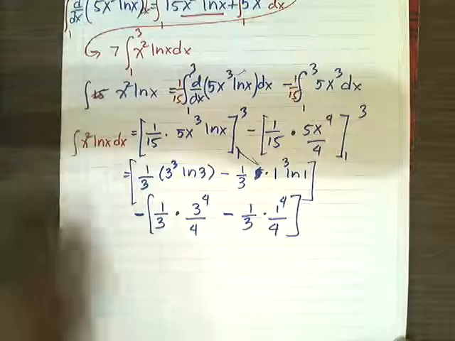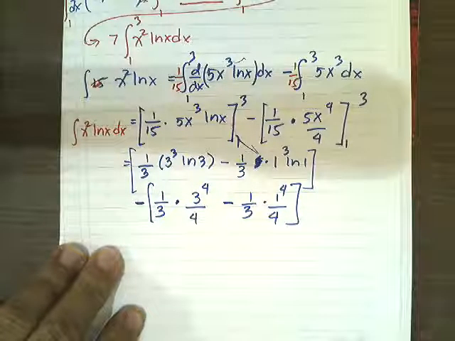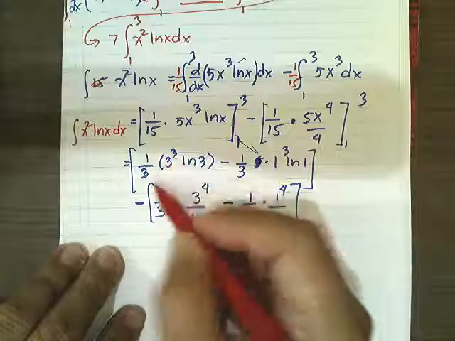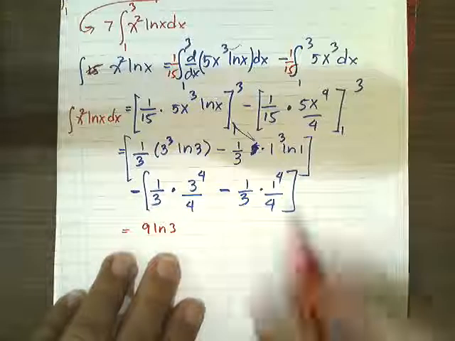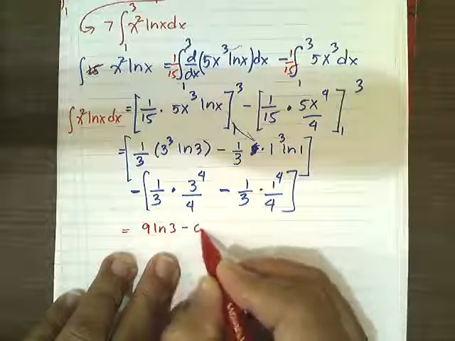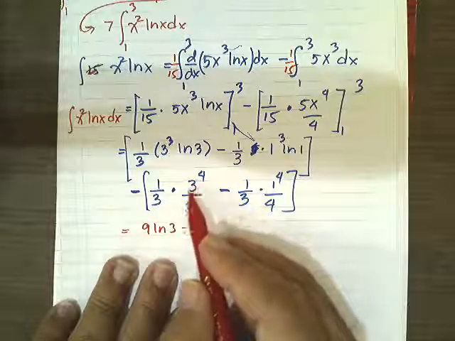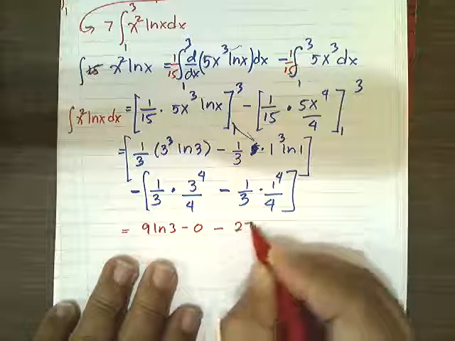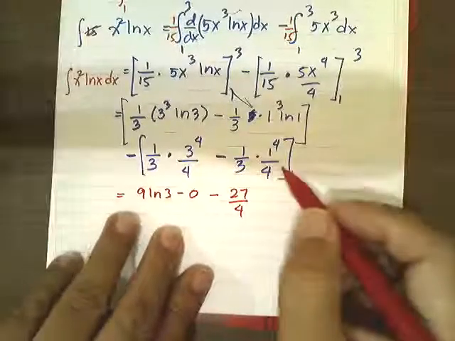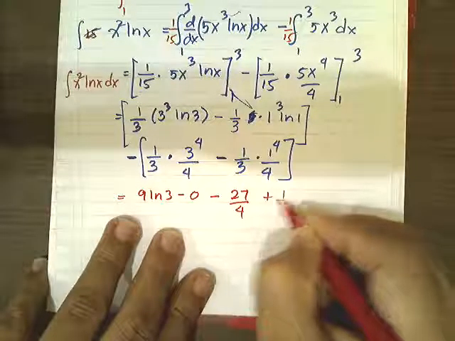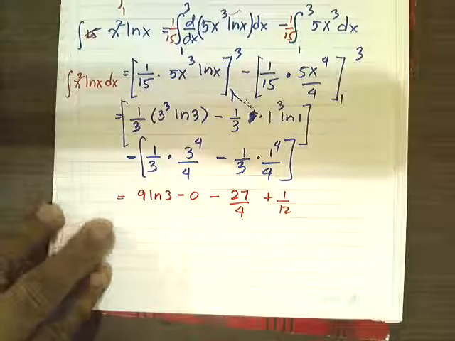Okay, next, almost there. 3 cubed is 27, divided by 3 is 9, so this is going to be 9 ln 3. ln 1 is 0, so minus 0. This one now is 3 to the 4th divided by 3, that's 3 cubed, 27, so minus 27 over 4 for that. And then this one is 1 over 12, plus 1 over 12.